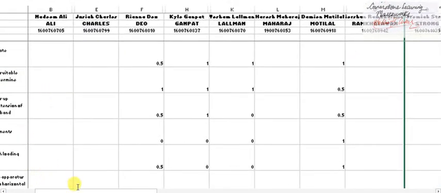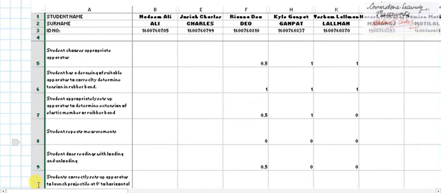Okay? Right, so student chooses appropriate apparatus. Student has a drawing of suitable apparatus to correctly determine the tension in the rubber band. Student appropriately sets up apparatus to determine the extension of the elastic member or rubber band. So you must have a diagram or something showing how you're going to determine the extension. Diagrams are important and they save you a lot of writing.